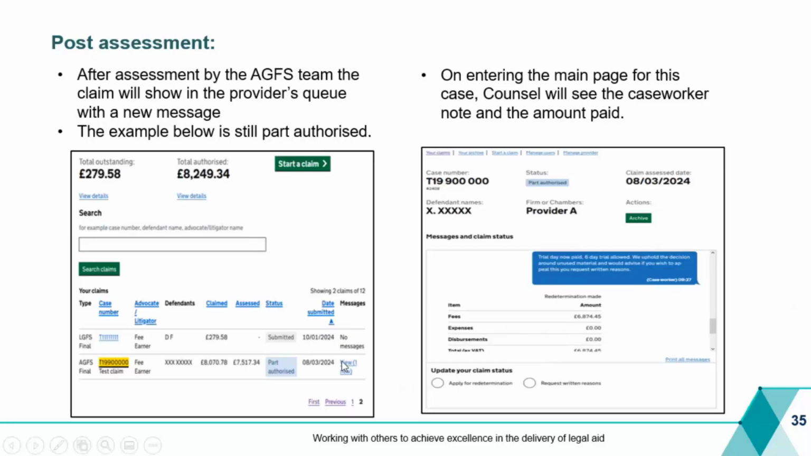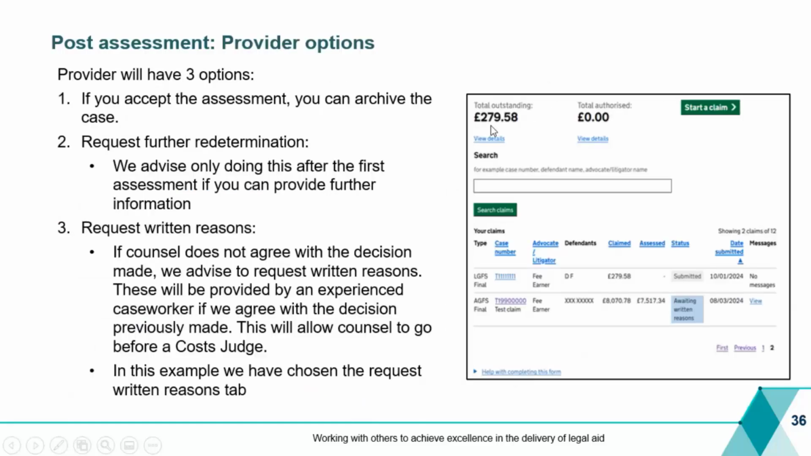So once we've sent it back, again, you will then get that note saying that it's been part authorized, and it'll tell you there's another message to consider. And then when you come into the system, you'll be able to see the message that we have. And at this point, because there's already been a previous redetermination, you now have three options open to you. You can archive the claim. That archive option would have been available as well after the first assessment. You have the option of applying for a further redetermination, or you can request to go to written reasons.